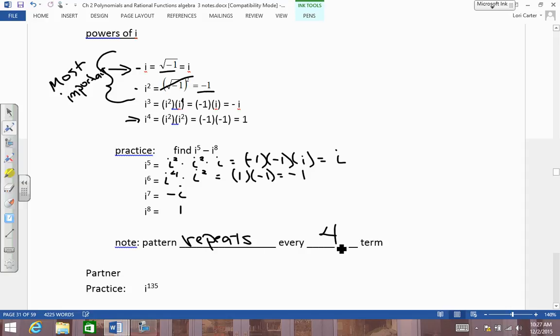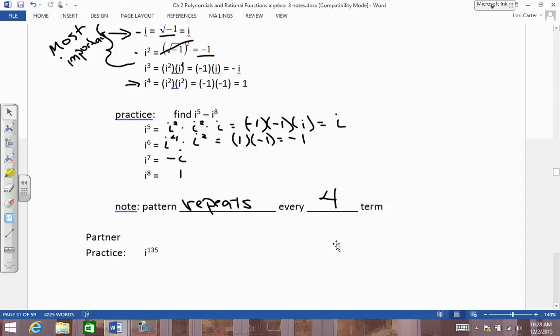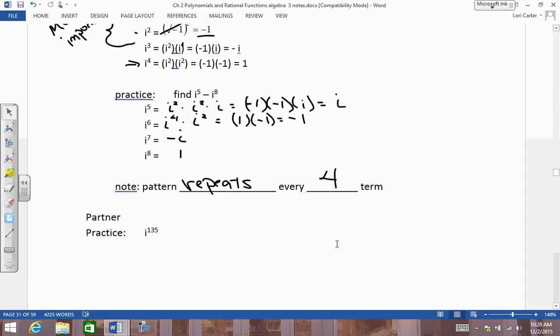So, if I give you something ridiculous, like I to the 135th, what do you have to do? Start breaking it down into groups of 4 terms. So what do I have to do with the 135? Divide by 4. What part of that answer do I care about? The decimal, the remainder, so it's 0.75, which is a remainder of 3. So it's negative I.